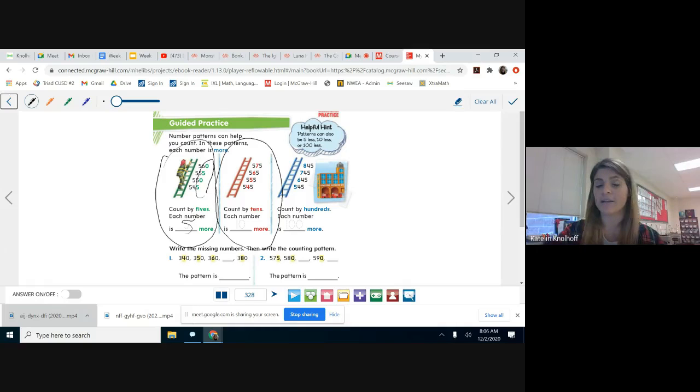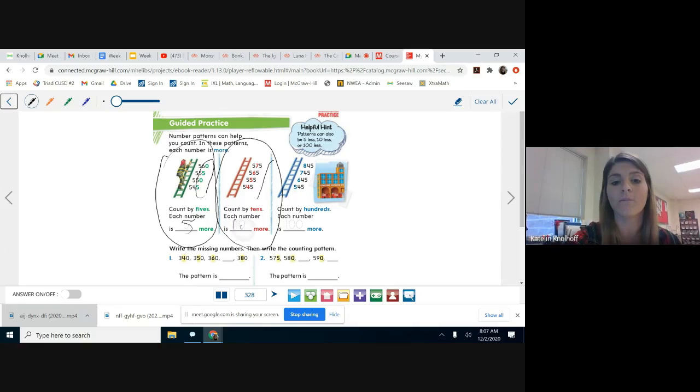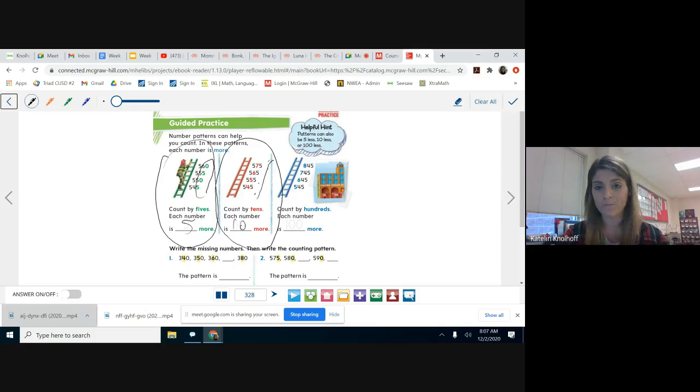Now let's look at our tens place, okay? If our tens place is going up by 1 each time and the ones place is staying the same, then we know we skip count by 10. So my ones place is the same, it's 5. And then here, the tens place is going up 4, 5, 6, 7. Then I know I'm skip counting by 10.